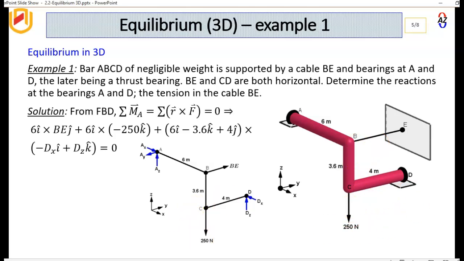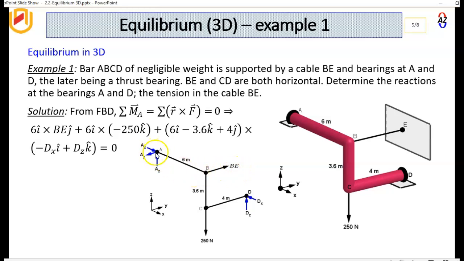From this free body diagram, we can say the summation of moments at A is the summation of all the r cross F's of all the forces that we're looking at. We're going to take moments at A because A has the most forces. We want to take moments at the position where you can eliminate the maximum number of forces. So the first one is going to be BE. It's in the Y direction, so as a vector it is written as BE j.